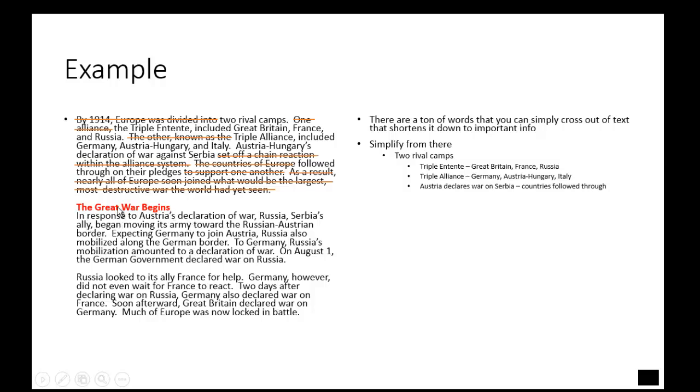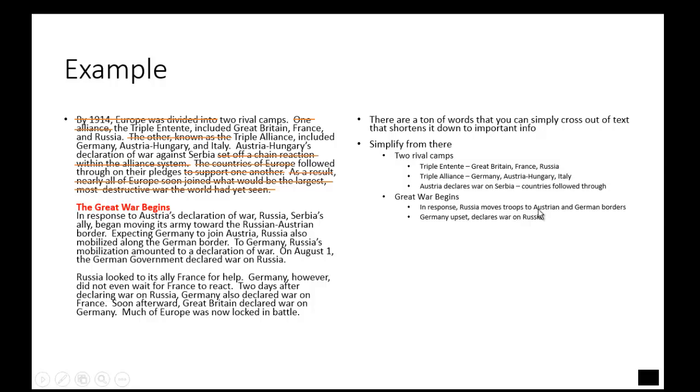So if I start with this, the Great War begins. In response to Austria's declaration of war, Russia, Serbia's ally, began moving its army towards the Russian-Austrian border. Okay, I read through this. I know I can cross off in response to Austria's declaration of war. You know, Russia, okay, great. Serbia's ally began moving its army toward the Russian border. Okay, Great War begins. Here's that title.